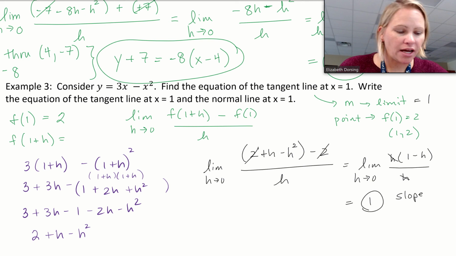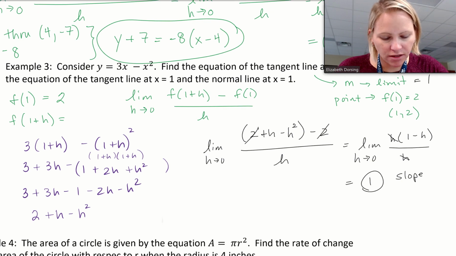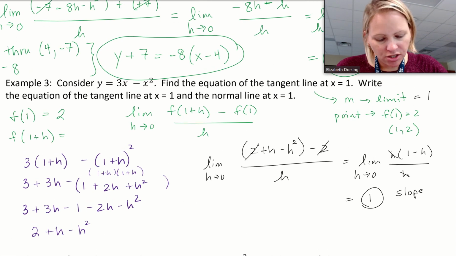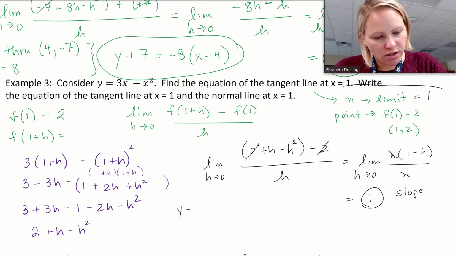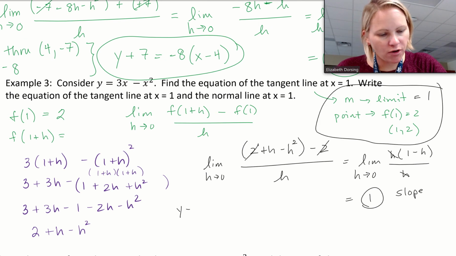of my tangent line. So now I'm going to write the equation of the tangent line. So my tangent line is going to be y minus y1. Well, that's what I'm going to use. There's all my info. There's my x1 and my y1. So y minus 2 equals 1 times x minus 1.